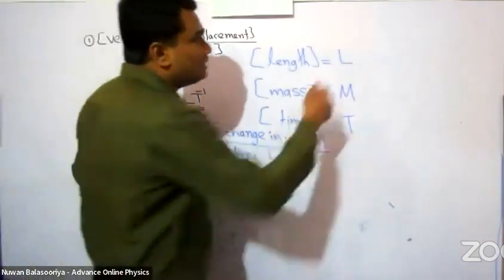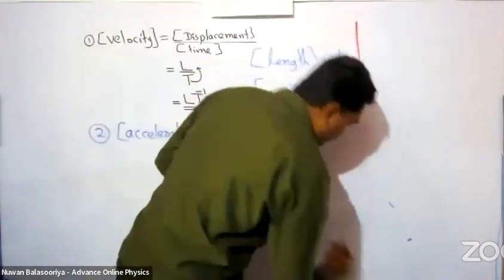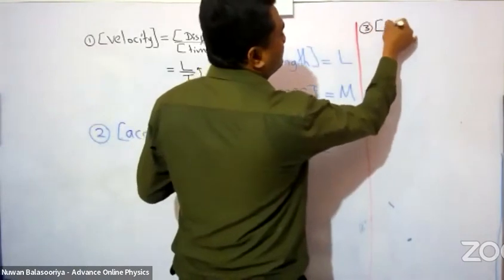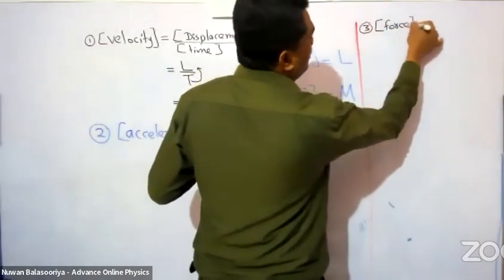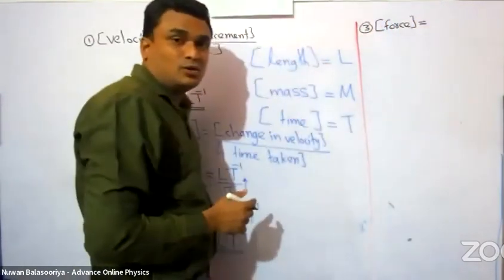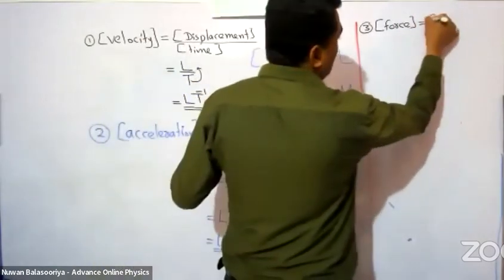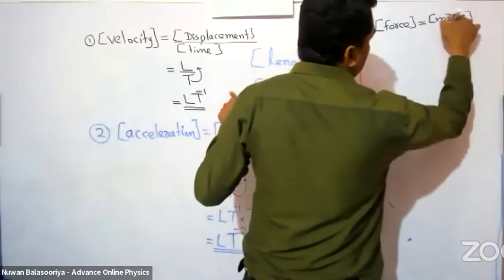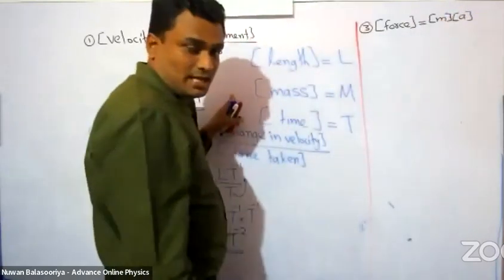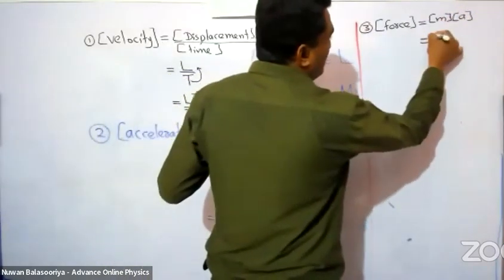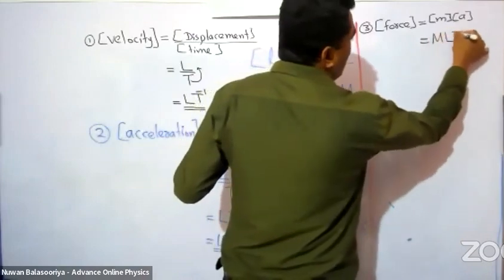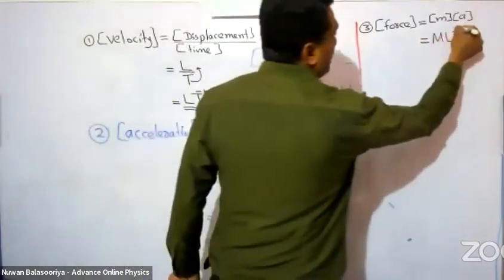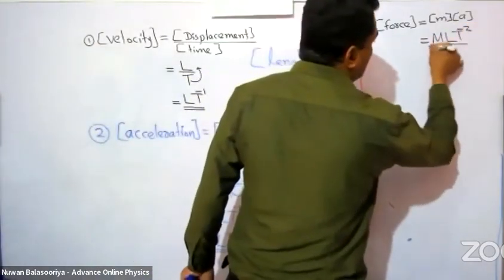The third example that we have learned is force. How do we find the dimensions of force? According to Newton's second law of motion, which you learned in your O levels, force is equal to ma, mass into acceleration. F equals ma. The dimension of mass is capital M. The dimensions of acceleration we have already found as L T to the power minus 2. So M L T minus 2 is the dimensions of force.